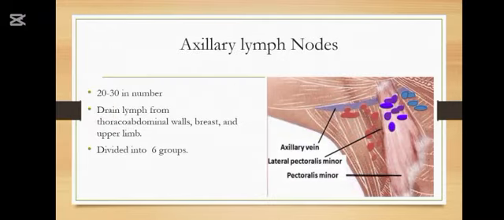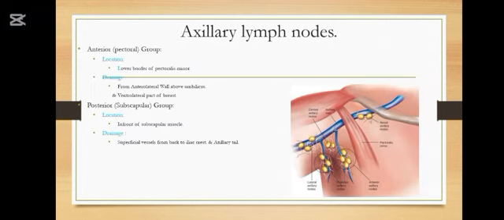Now we will discuss axillary lymph nodes. Axillary lymph nodes are 20 to 30 in number. They drain lymph from the thoracoabdominal walls, breast, and the upper limb. They are divided into six groups. Here you can see the axillary lymph nodes. About each group, we will discuss its location and the drainage area.